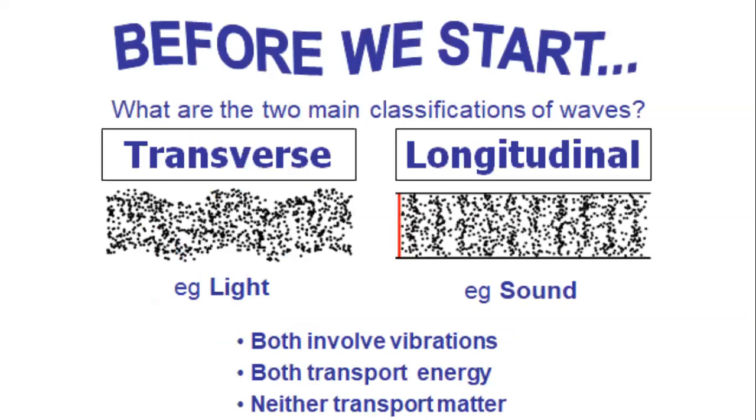Now, the two main classifications of waves are transverse, which is where we have motion in a perpendicular direction to the direction of travel, so at 90 degrees, and longitudinal, which is where we get compressions and elongations. Easiest way to picture this one is if you imagine a slinky spring. When you move it backwards and forwards, the way it compresses. Both involve vibrations, both transport energy, and neither transport any form of matter.